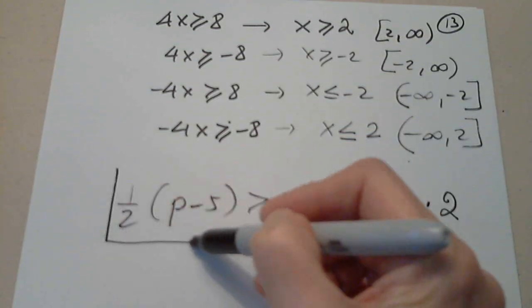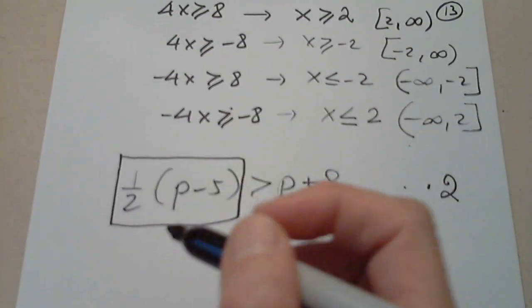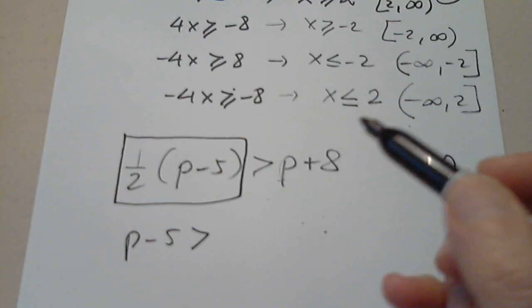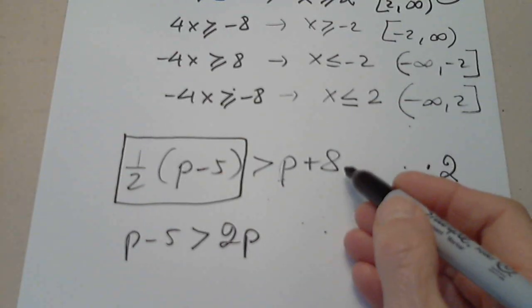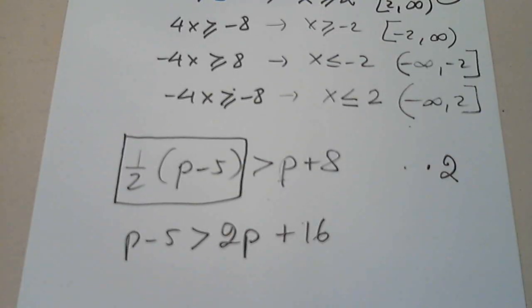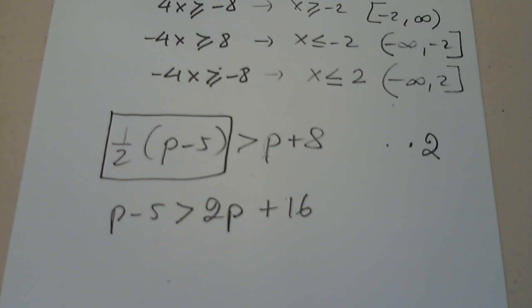So I multiply this piece by 2, and I only get p minus 5. I multiply this piece by 2, and I get 2p. I multiply this piece by 2, and I get 16. Which definitely and immediately looks more human.